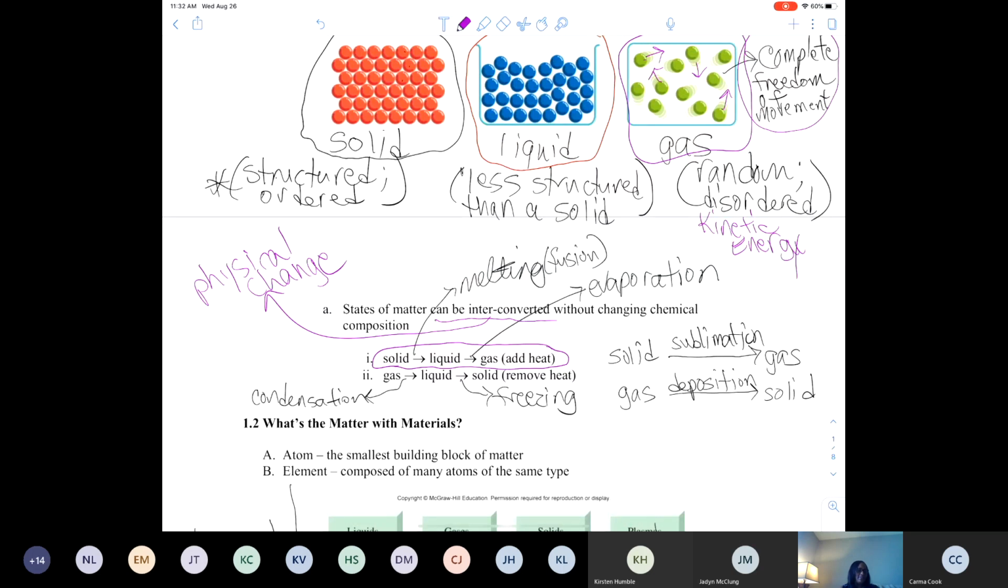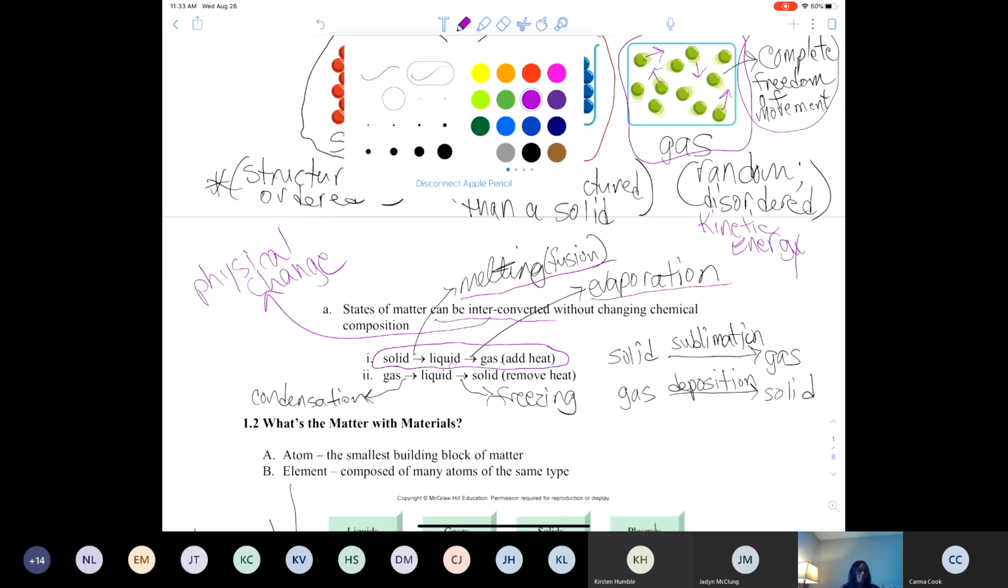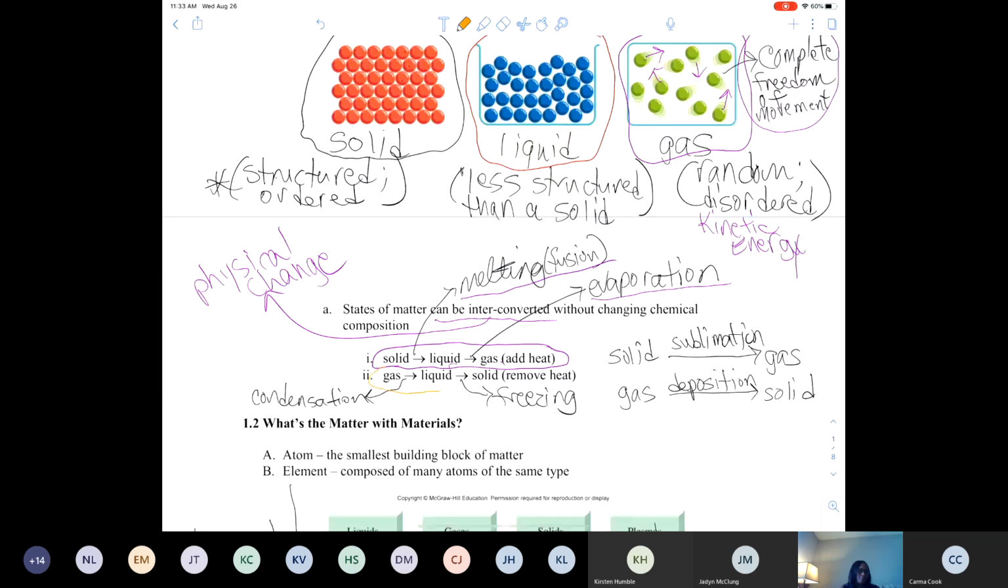The solid to liquid transition is called, of course, melting. Melting is also called fusion. And then the liquid to gas conversion is evaporation. And then you can go in the opposite direction by removing heat. So converting a gas to a liquid by removing heat is a process called condensation. And then converting a liquid to a solid by removing heat, of course, is freezing.